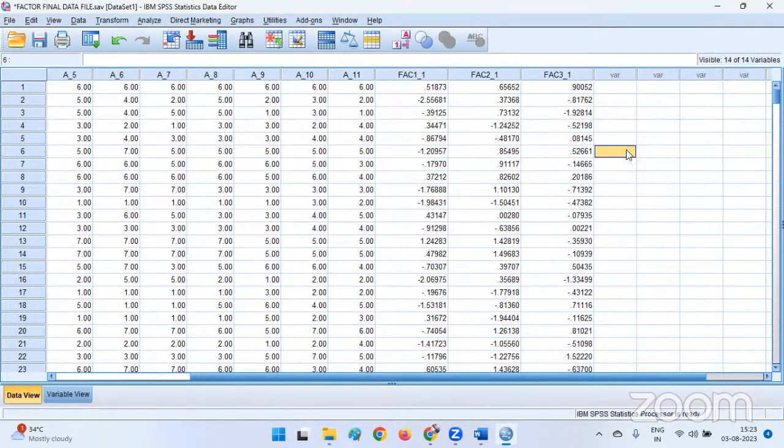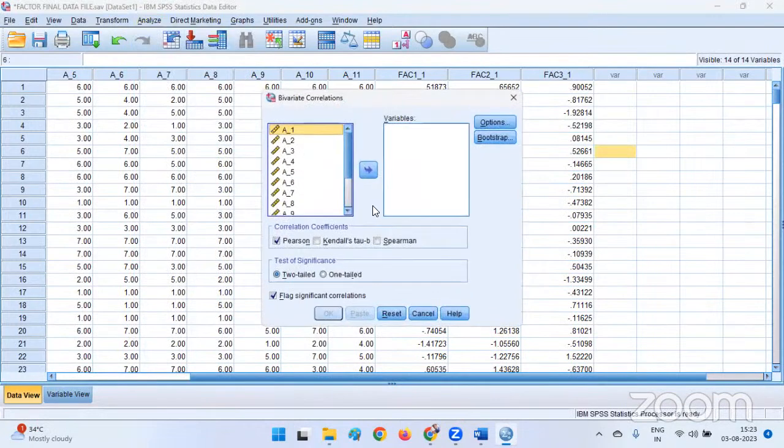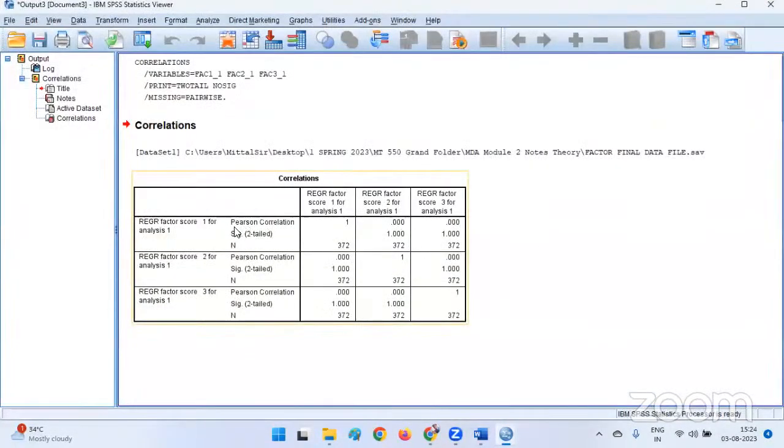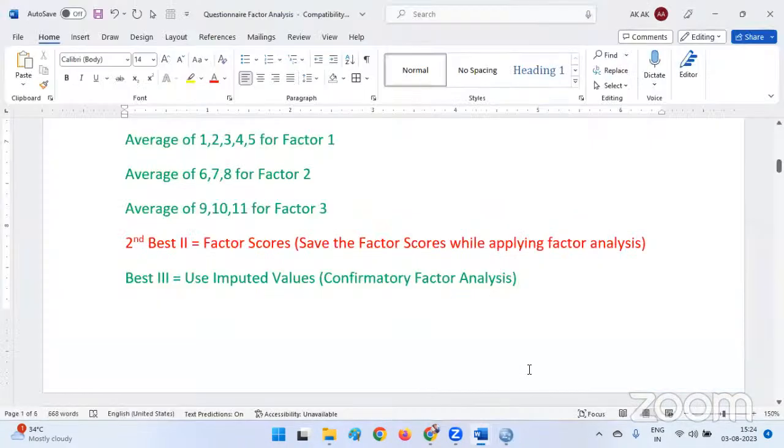These factors are completely uncorrelated with each other. That is the requirement of factor analysis. So if you apply bivariate correlation to these 3 factors, fact 1, 2, 3, your output shows Pearson correlation 0 and 0, 0 and 0, 0 and 0. So there is a 0 correlation among the factors. You can write here also 0 correlation.